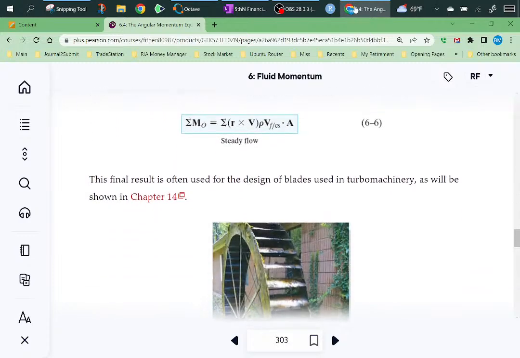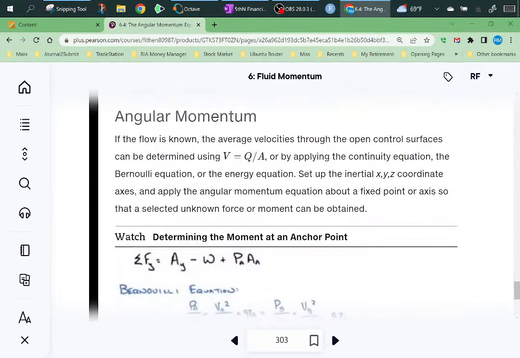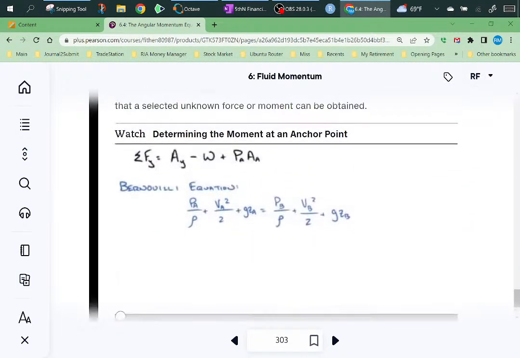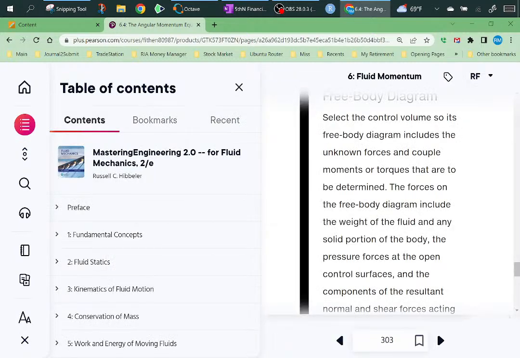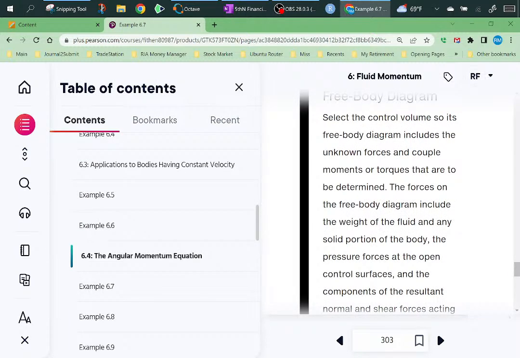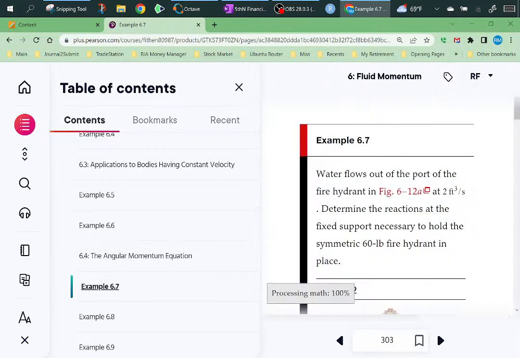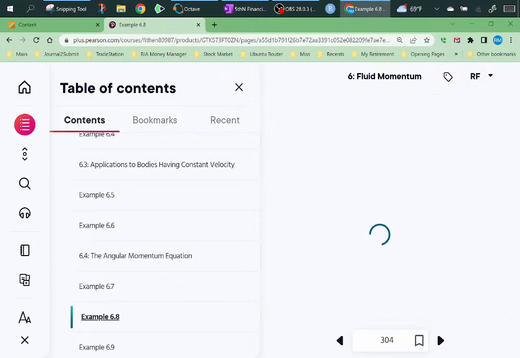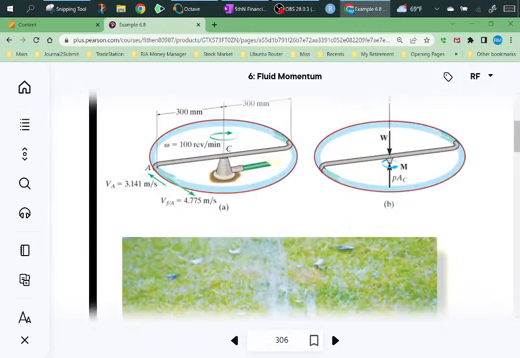So the R cross V, the key here is... So we've got, oh, okay. Well, that section was pretty short too. I expected that to be longer. Let's look at an example. Okay, that's not a good example. There's no rotating equipment there. Okay, so here's rotating equipment.